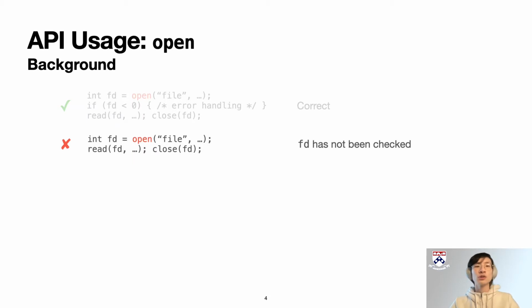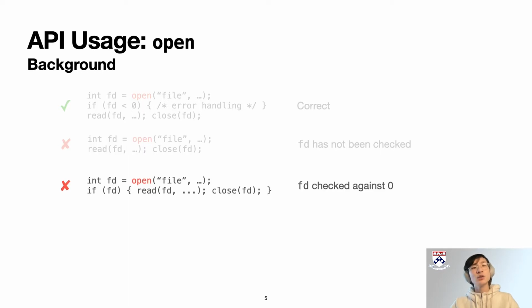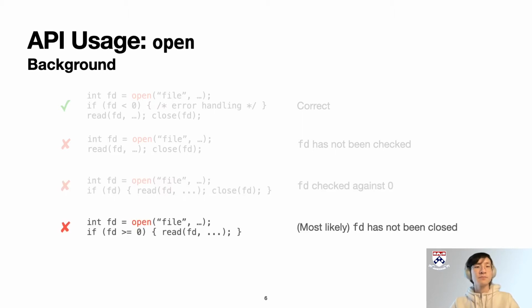But this example shows a misuse as the file descriptor is not being checked and therefore the error won't be handled. In this case, the user does some check on FD, but the check itself is incorrect. According to the specification, the FD on success will be non-negative but not non-null. And this is again an API misuse.